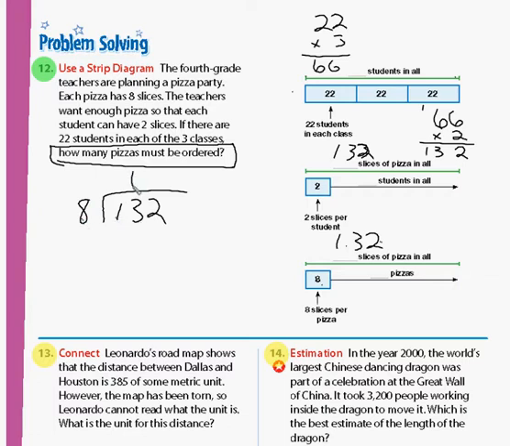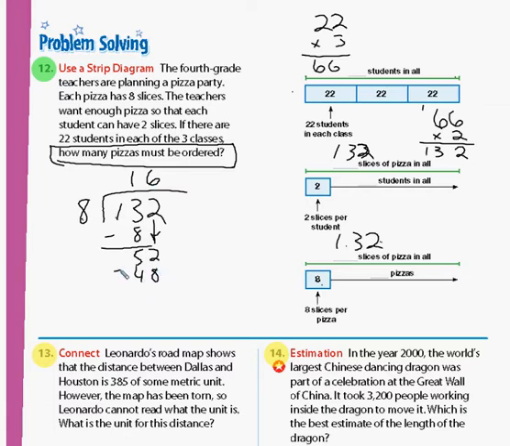Okay, first off, I know 8 will not go into 1, but 8 does go into 13 once. 8 times 1 is 8. Then I subtract. 13 minus 8 is 5. Okay, 5 is less than 8, so I'm good. Next I bring down my 2. Okay, 8 goes into 52. Let's think about that for a minute. 8 times 8 is 64, so it's not going to go 8 times. 8 times 7 is 56. So let's try 6. 8 times 6 is 48.